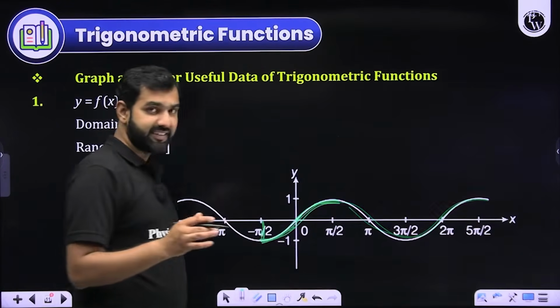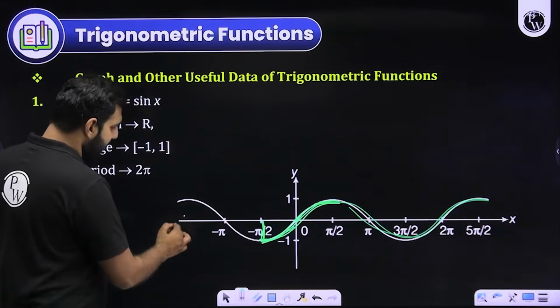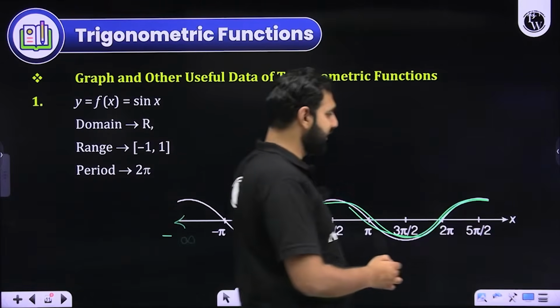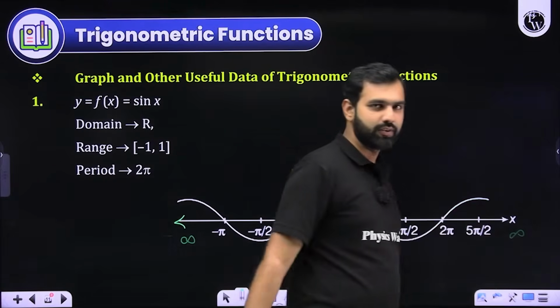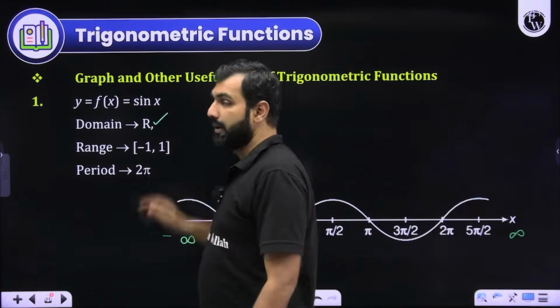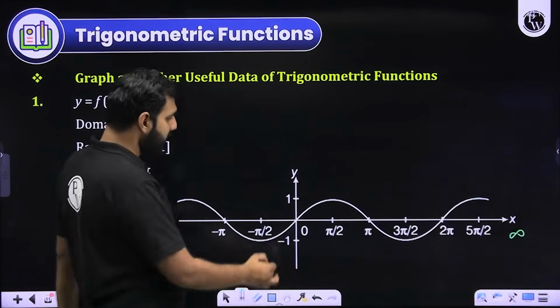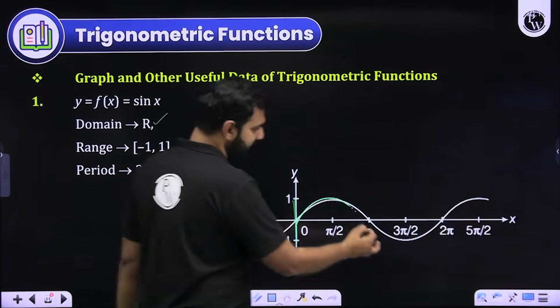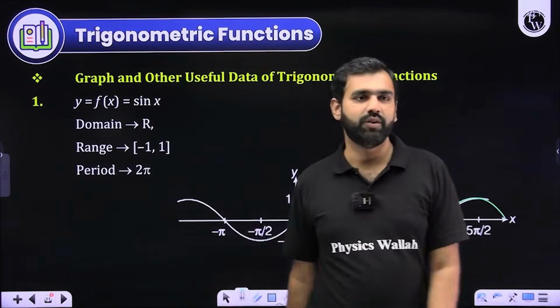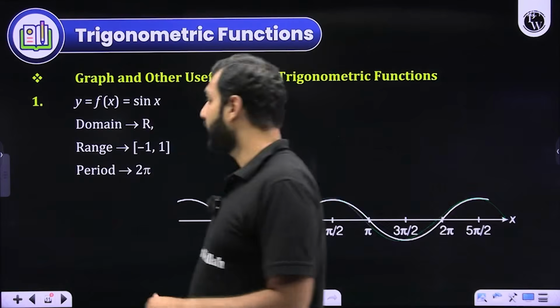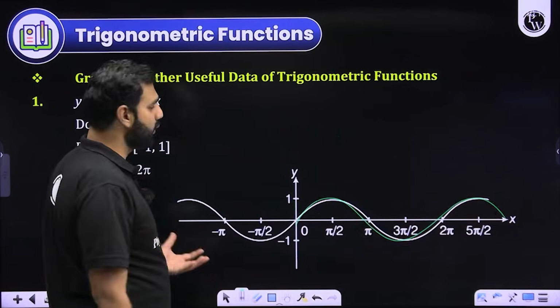So a few generalizations if I were to give you. Its graph exists from minus infinity to infinity, so its domain will be all the real numbers. But it takes all the values between minus 1 and 1 only. I hope you can see the graph always ranges between minus 1 and 1 only. That's where I say that its range is minus 1 to 1.